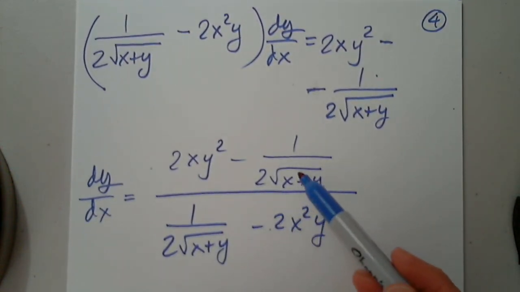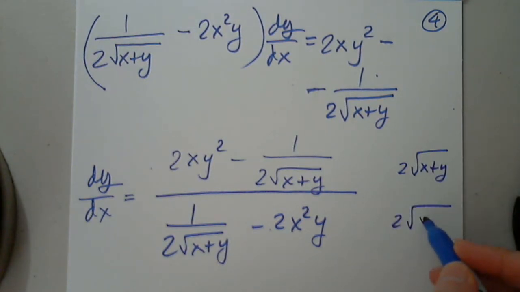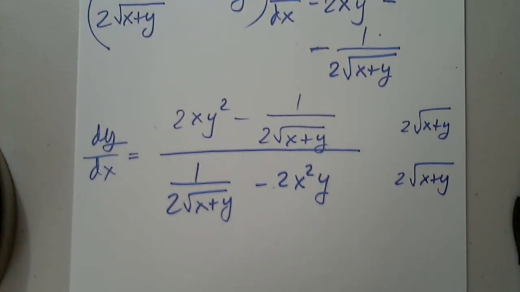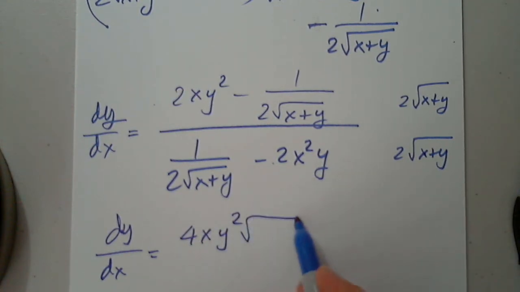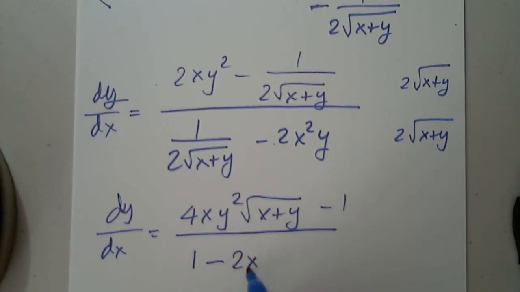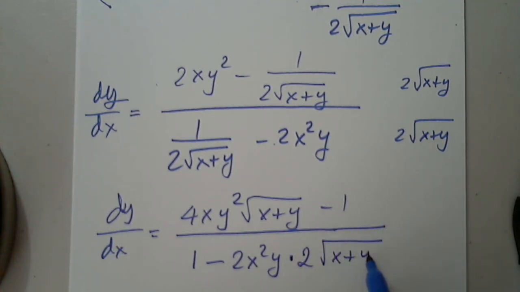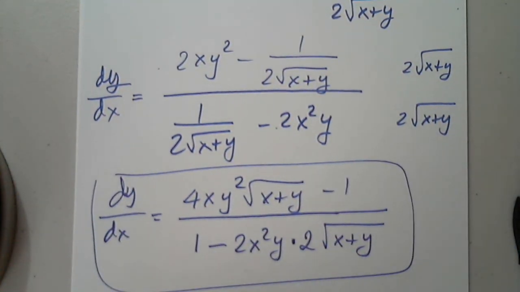If you want to simplify, multiply the top and bottom. I don't really prefer that method, but it works. You can multiply the top by this and the denominator by this. So I have dy over dx equals 4xy squared the square root of x plus y minus 1, over 1 minus 2x squared y times 2 times the square root of x plus y. Or just leave it like this, this is the final. Yes, a lot of work with these problems.